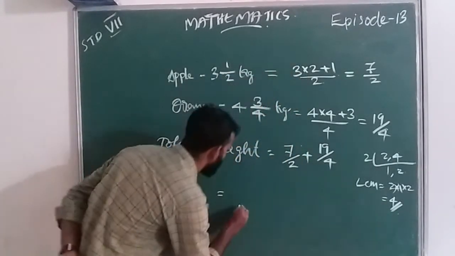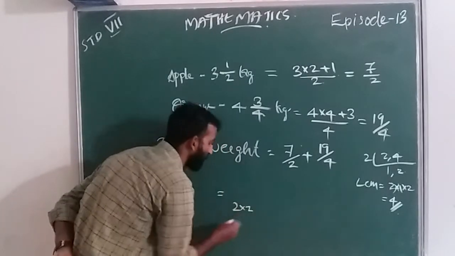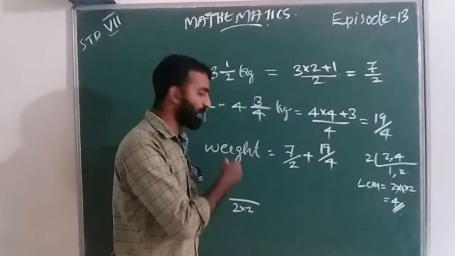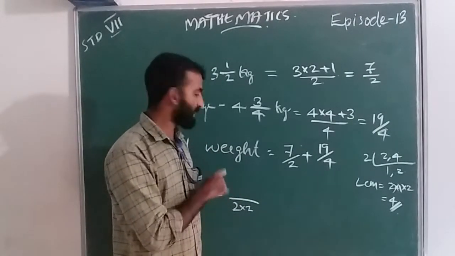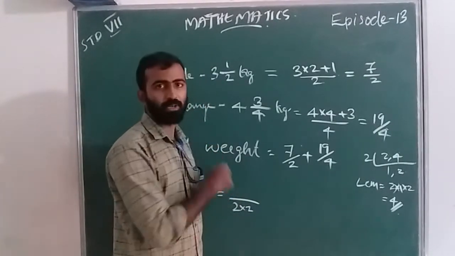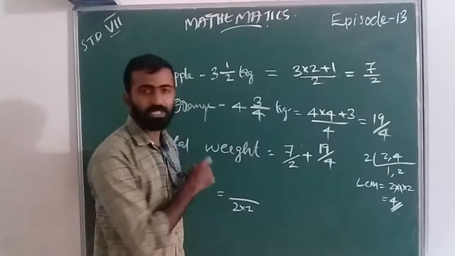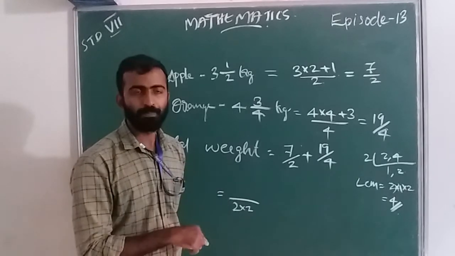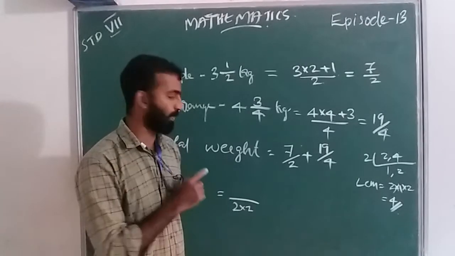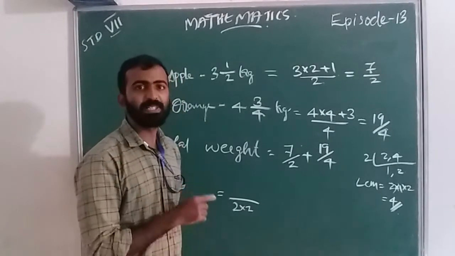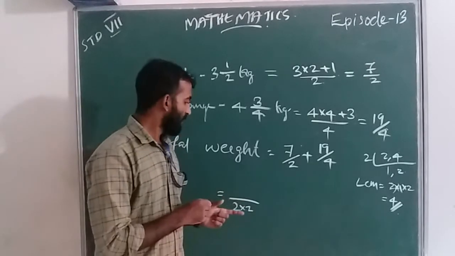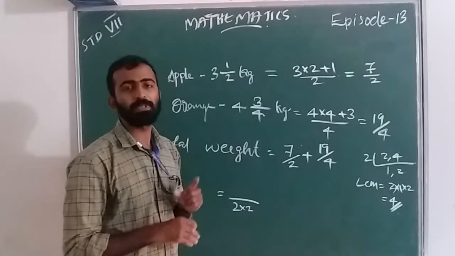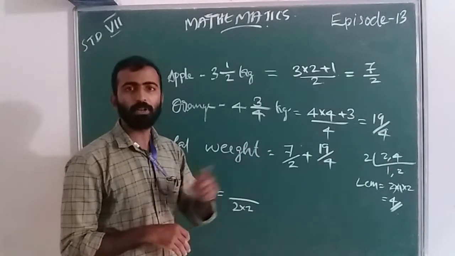2 into 2 we get 4, so I take 2 into 2. When we take an operation on the denominator, the same operation is taken on the numerator. Then the fraction is equal. Otherwise, that is wrong. When we perform an operation on the numerator or denominator, the same operation must take place on the denominator or numerator.